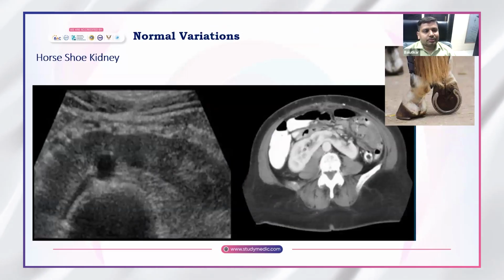Another common pathology which we commonly see during ultrasound examination is a congenital anomaly, horseshoe kidney. We can see the inferior pole region renal parenchyma of both the kidneys is fused by an isthmus of renal parenchyma. The fused kidneys are extending anterior to the IVC and aorta. We can see its horseshoe appearance. We can confirm it by contrast enhanced CT examination.